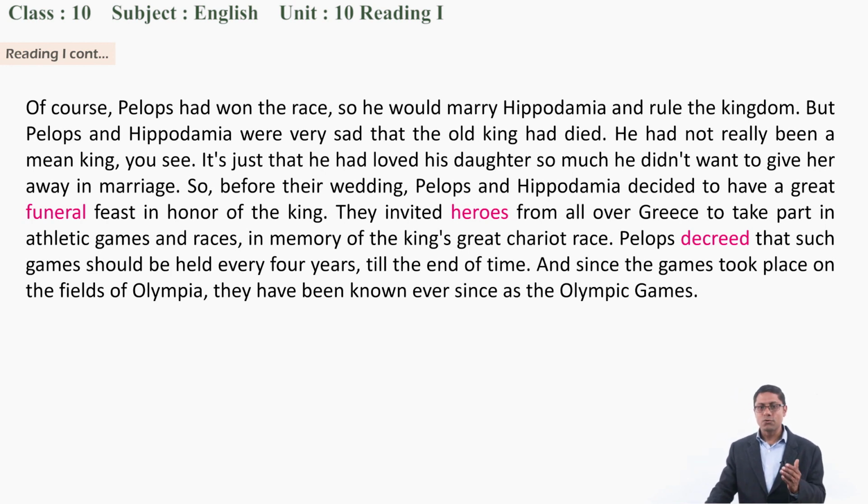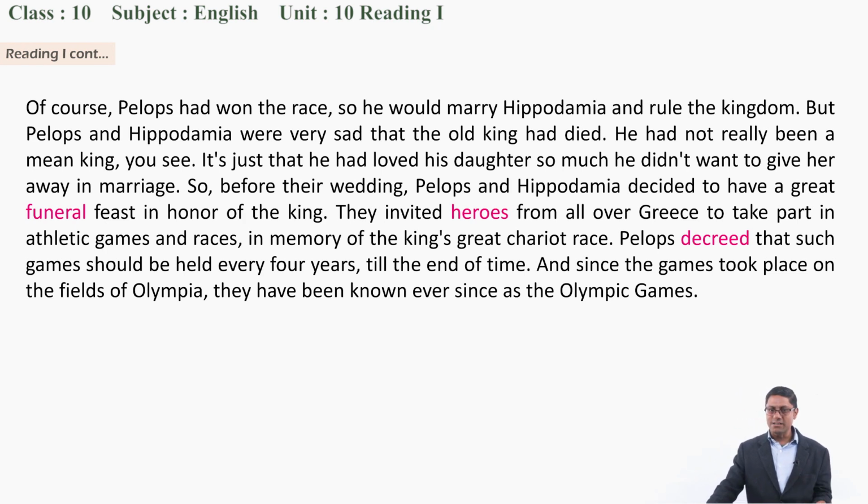Now, let's see. Of course, Pelops had won the race, so he would marry Hippodamia and rule the kingdom, because this was the condition. But Pelops and Hippodamia were not happy. They were very sad because the king had died. He had not really been a mean king. You see, it's just that he had loved his daughter so much, he didn't want to give her away in marriage. That's why he had kept that strong condition for the marriage of his daughter.